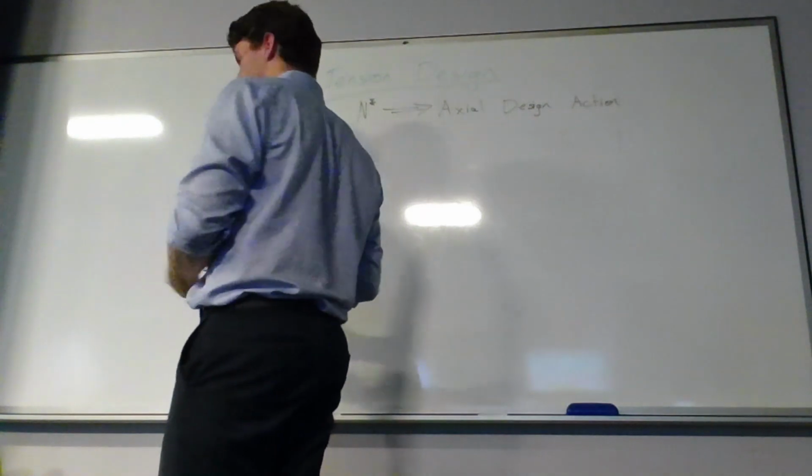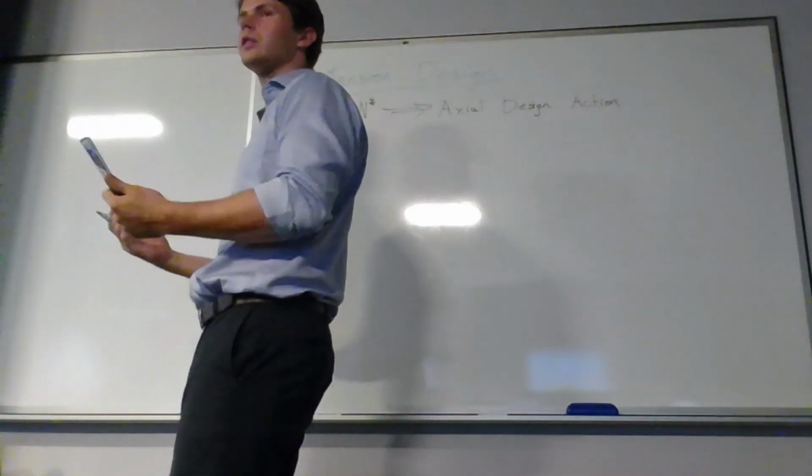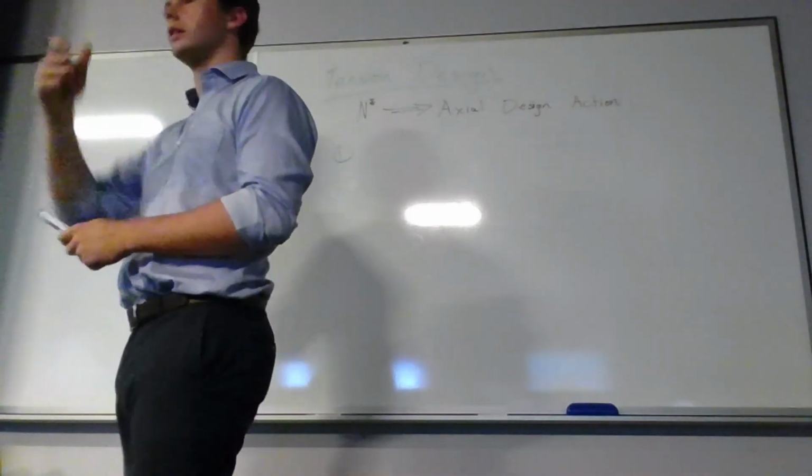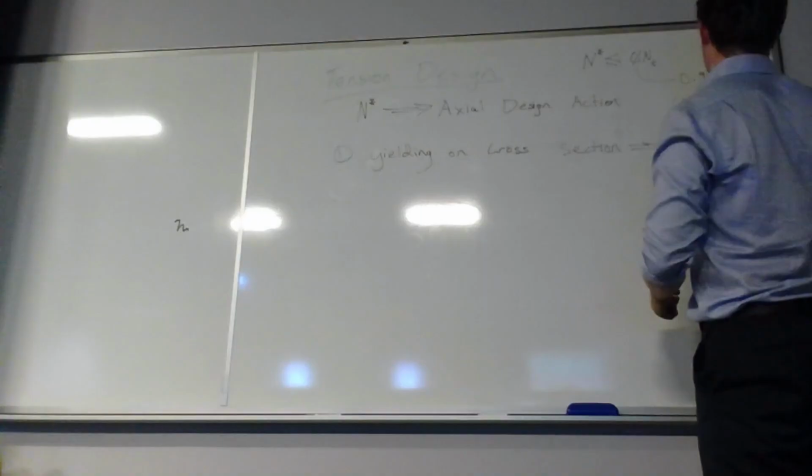So one failure mode is just yielding on gross section of the member, and the other failure mode is the cracking, like you said. So I'll just write those on the board. That's a bit better.